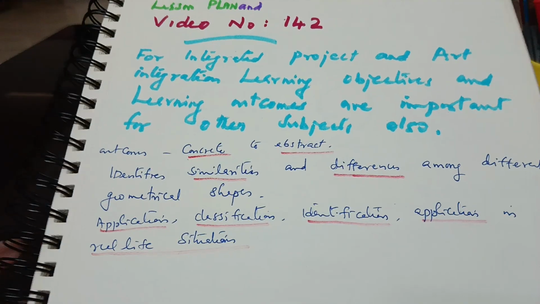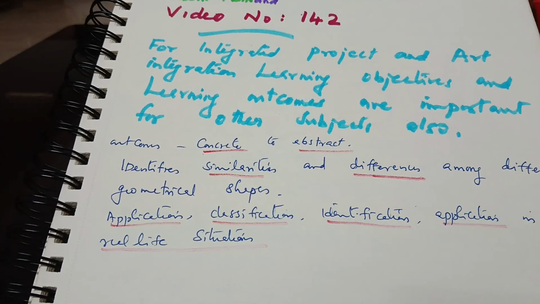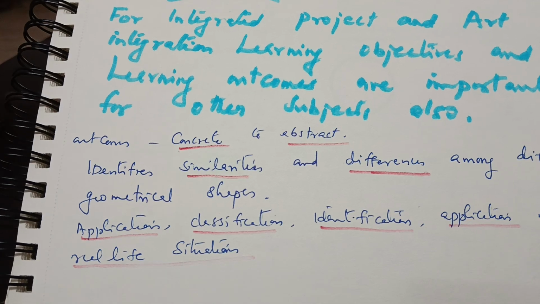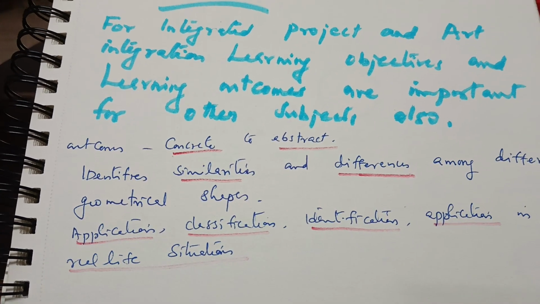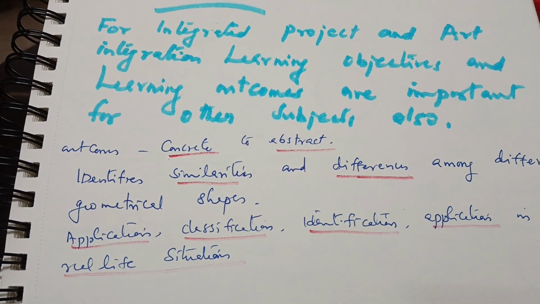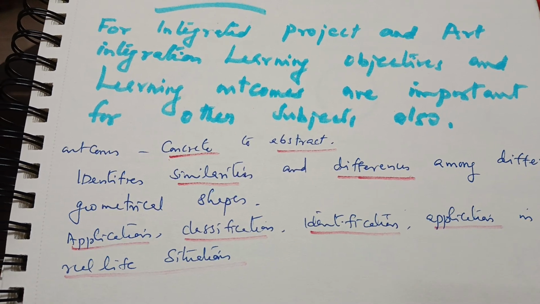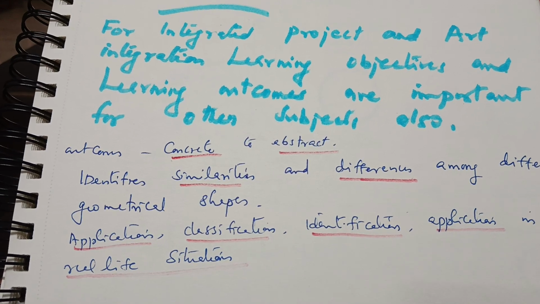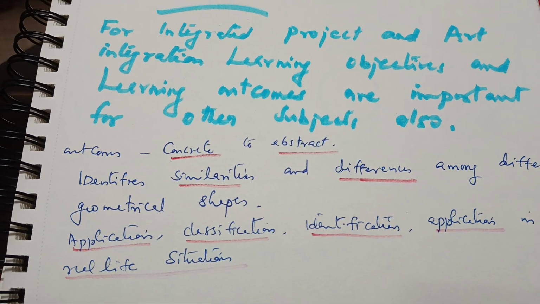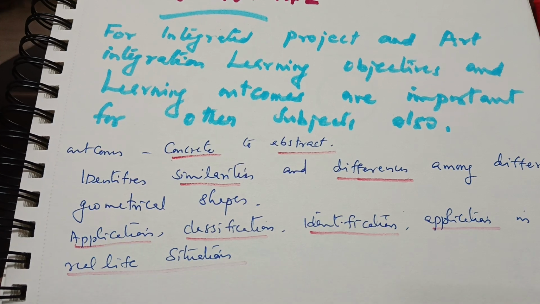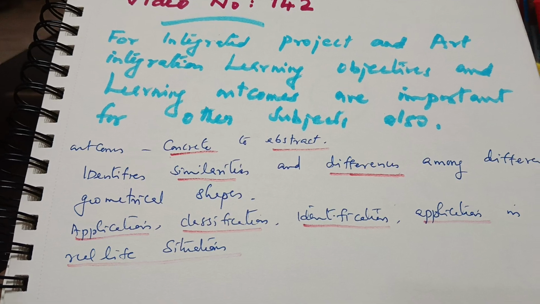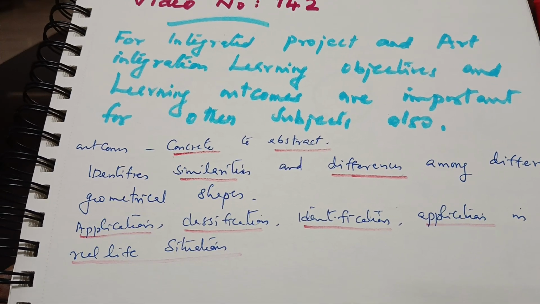So what about how I wrote this lesson plan, where I wrote this lesson plan, everything I mentioned earlier. And here we can see the outcomes of the lesson plan are regarding concrete to abstract. Especially in experiential learning, we learn something as concrete, not knowing much about it, just learning, and after observing, we reach the abstract level. So from concrete to abstract, identifies similarities and differences among different geometrical shapes. There comes application, classification, identification, and application on real life situations.